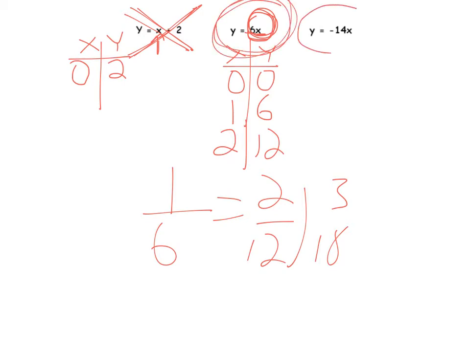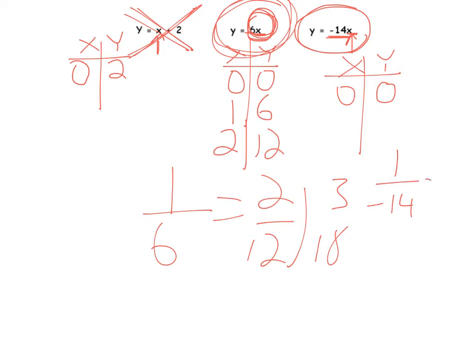And you're going to find the same with this one. If we plug in 0 for x, we get 0 for y. 14 times 0 is 0. And then once again, if I'm just multiplying x by one number, I'm going to get 1/14, 2/-28, and so on and so on. It is going to be proportional.